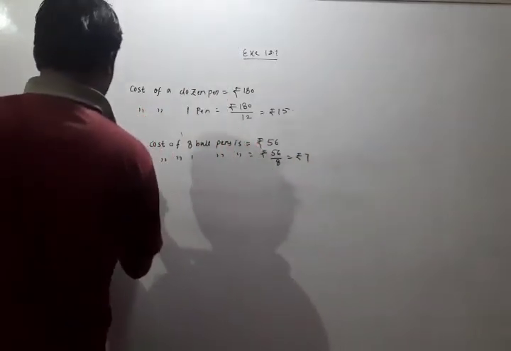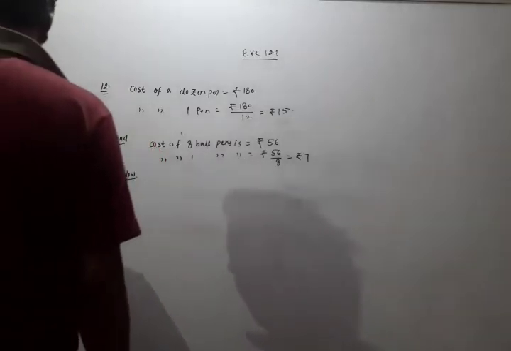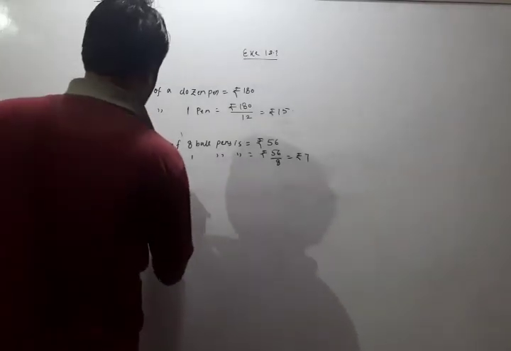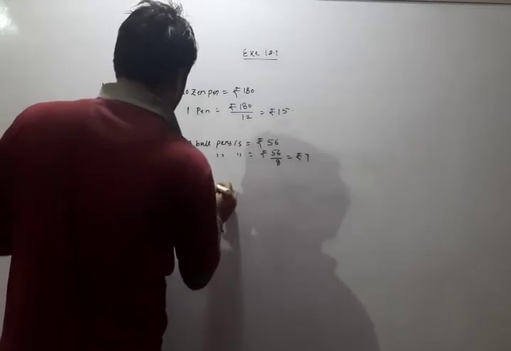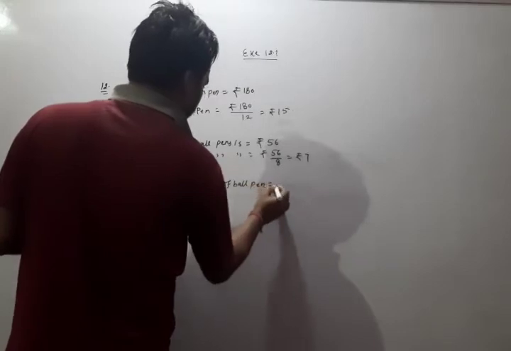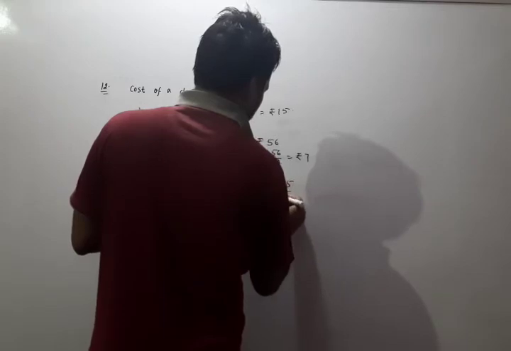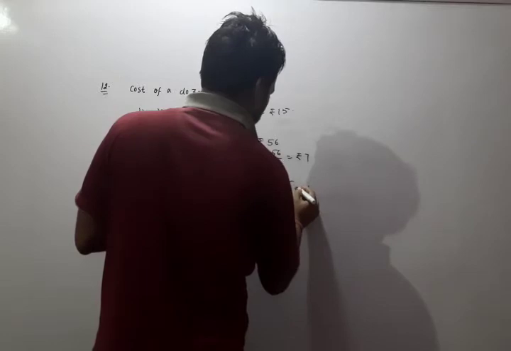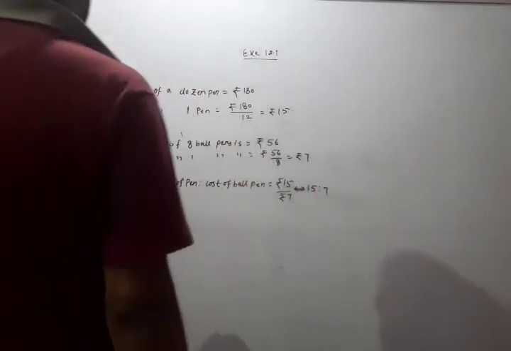Now the ratio of cost of pen to cost of ball pen is rupees 15 upon rupees 7, that will be 15 ratio 7.